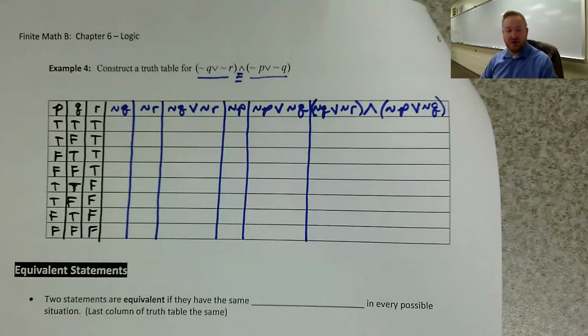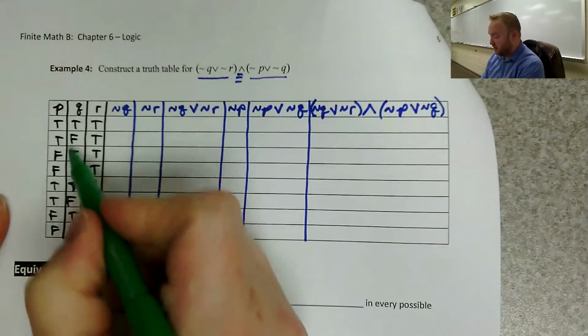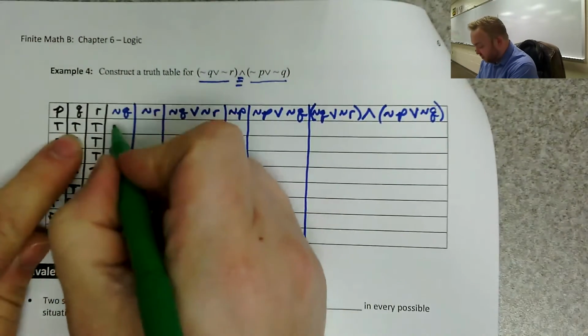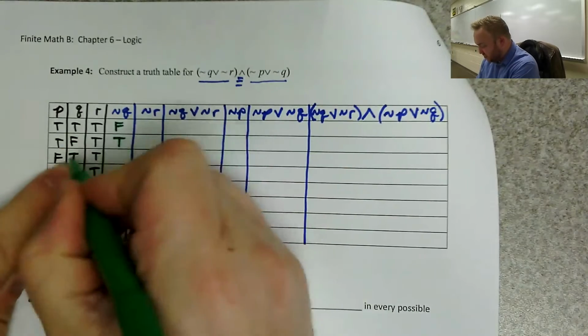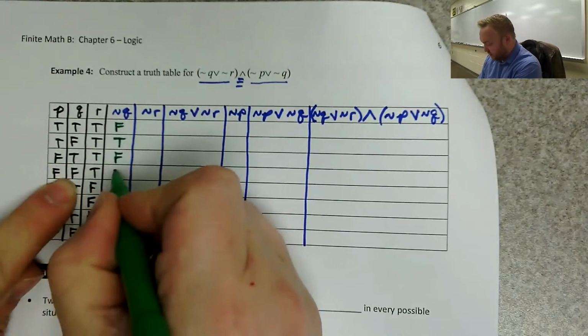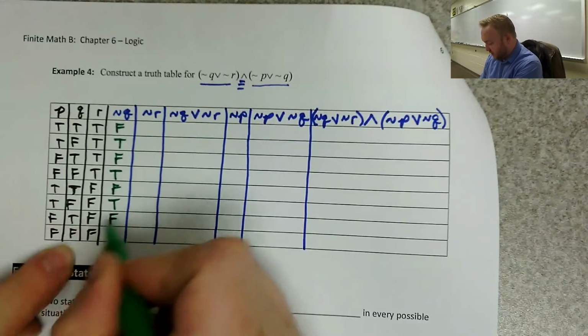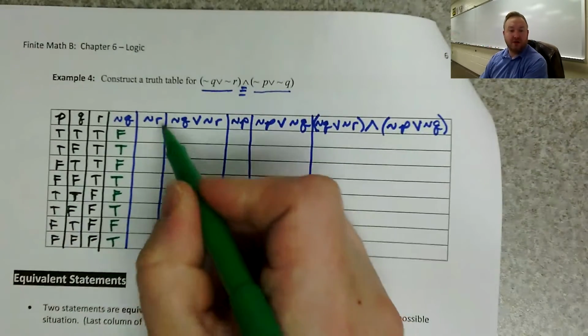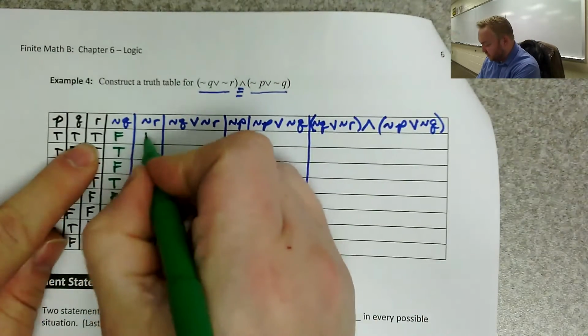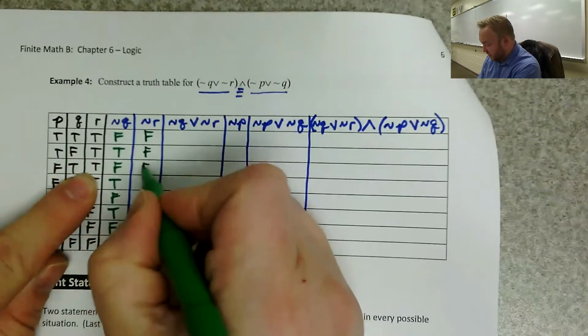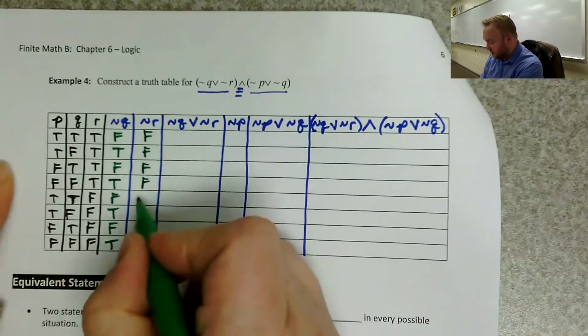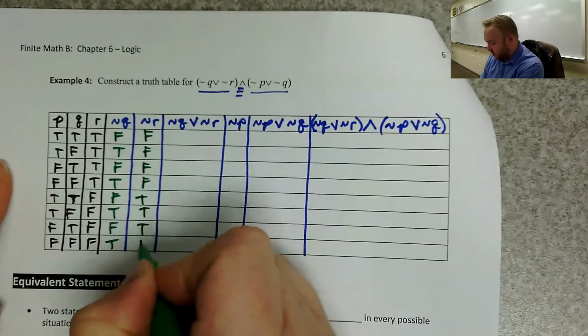Okay, here we go. Let's do it. We're going to start with not Q. So I'm going to look down the Q column and do the opposite of that. So true becomes false, false becomes true, true becomes false, false becomes true, true is false, false is true, true is false, false is true. We're going to do the same thing with R. True is false, true is false, false, false, and then we have 4 falses, so those will become 4 trues.